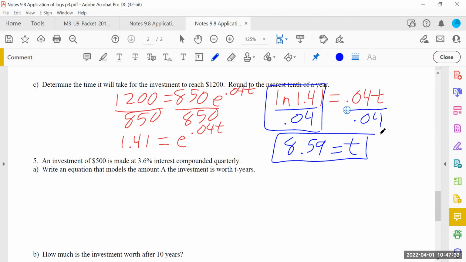Your answer should be 8.59, about 8.5 years. Did you close the parentheses after the... Oh, actually, yours may forgive you if you don't put in the parentheses. Try just natural log of 1.41. Oh, okay, so then that's probably what it is.